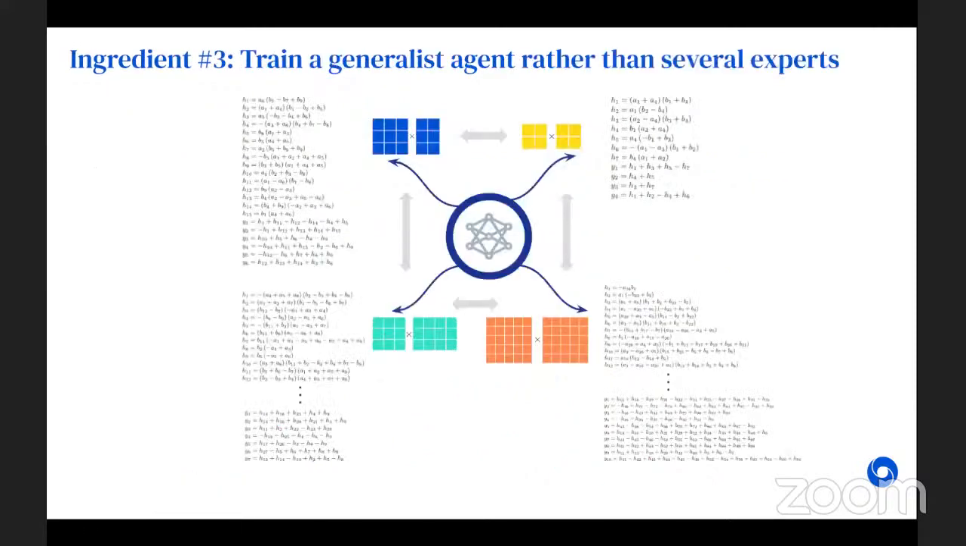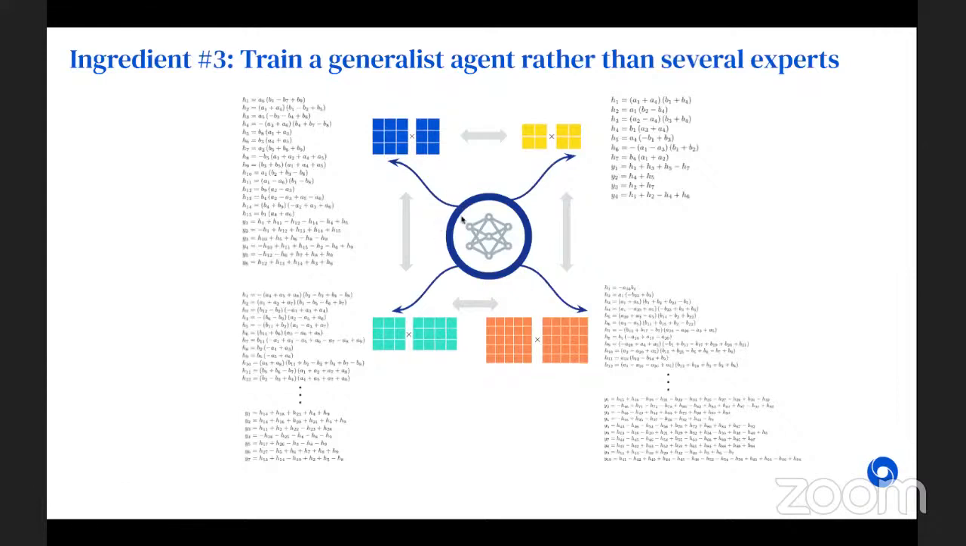A third ingredient that is very important is to train generalist agents rather than experts specific to particular targets. One way you could tackle the problem is to train an agent to rediscover Strassen, to essentially find algorithms for multiplying 2x2 matrices. But that's not going to be as good as training an agent to decompose all tensors at the same time. What happens is that there is a positive transfer between the different targets.